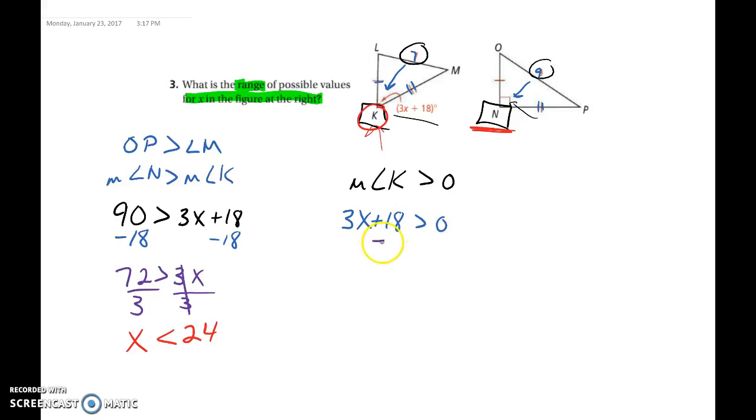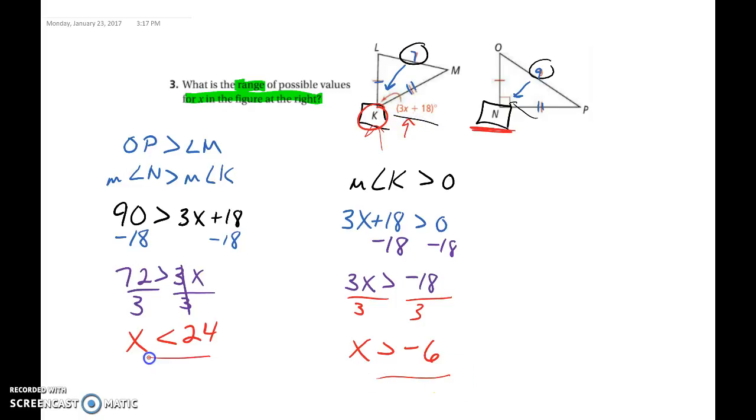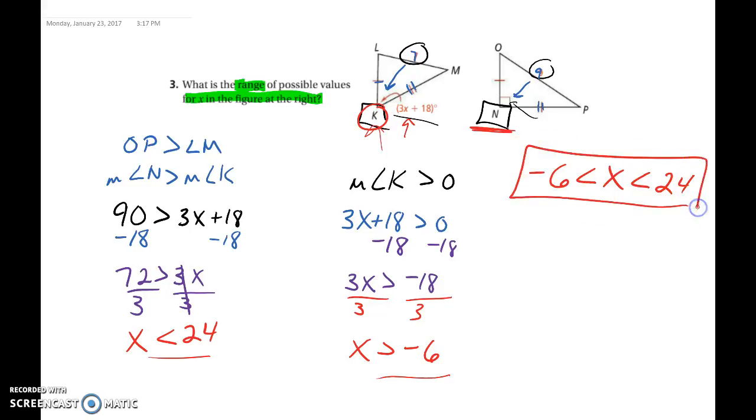We solve for x in this case: subtract 18, so 3x is greater than negative 18. Divide each side by 3, and x also has to be greater than negative 6. Because if x is equal to negative 6, angle K will be 0 degrees, which means it's not an angle. So these are the possible ranges. It means that x has to be greater than negative 6 and less than 24. Any number outside of this range will not hold true for our Hinge theorem.